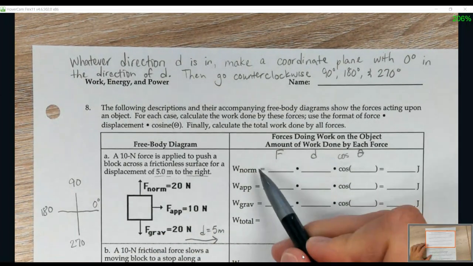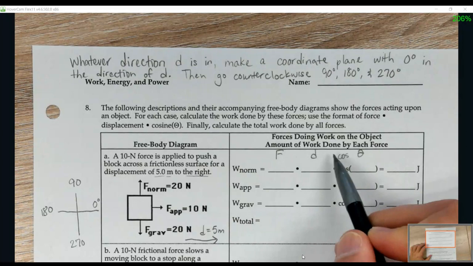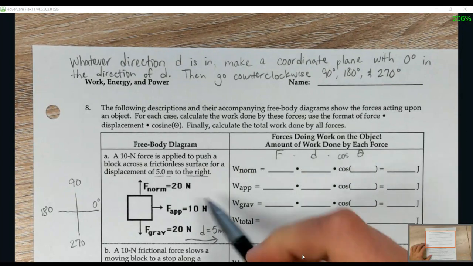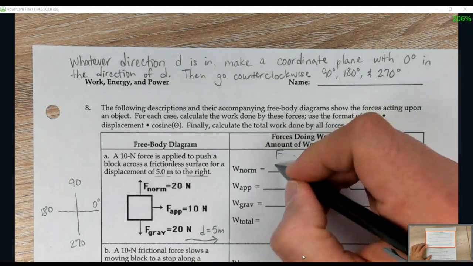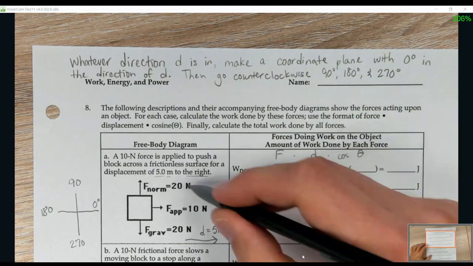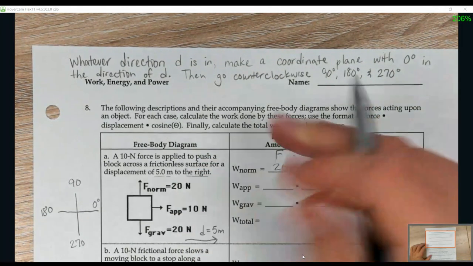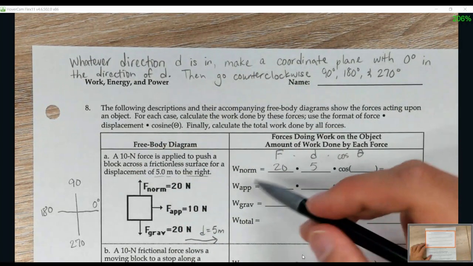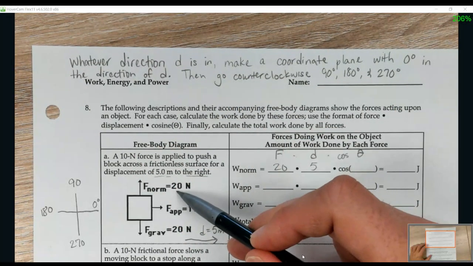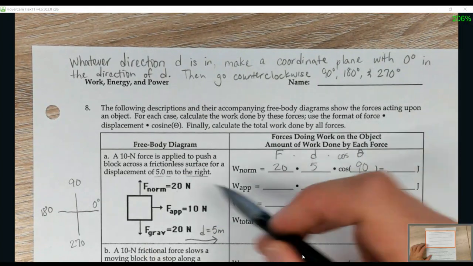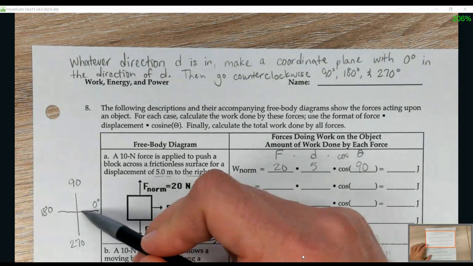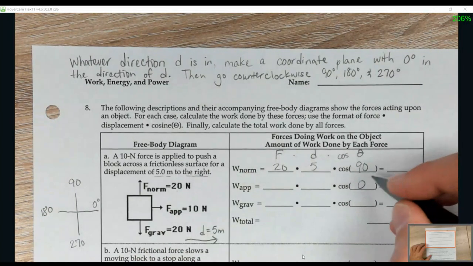All right, so work, the equation for work is force times distance times cosine of the angle. What is the force for the normal force? The normal force is 20. The distance is 5. And what angle is the 20 Newton normal force going to? It's going towards 90. What angle is the applied force going to? Applied force is going to the right, which would be 0.